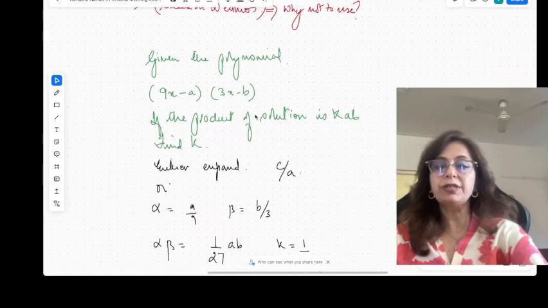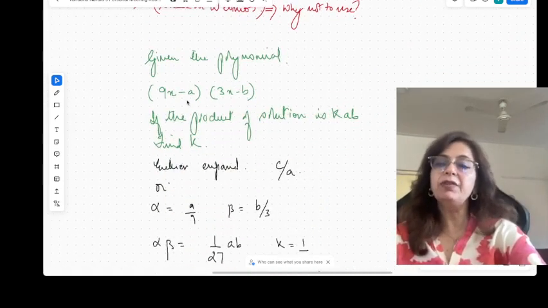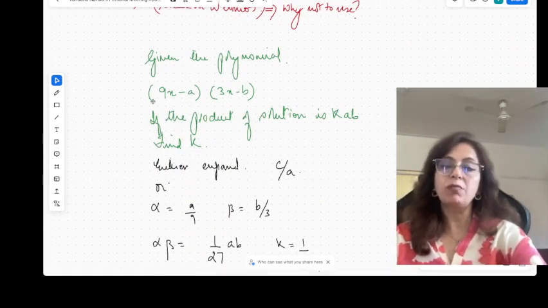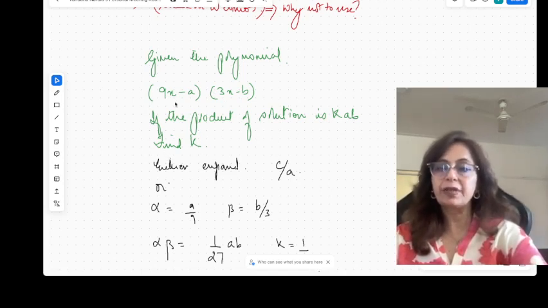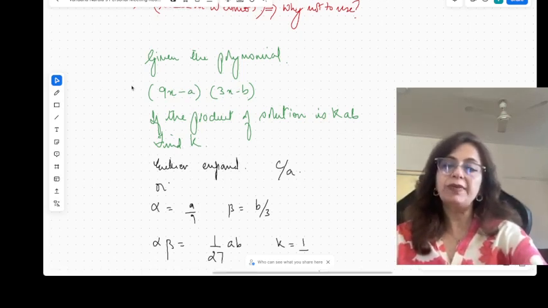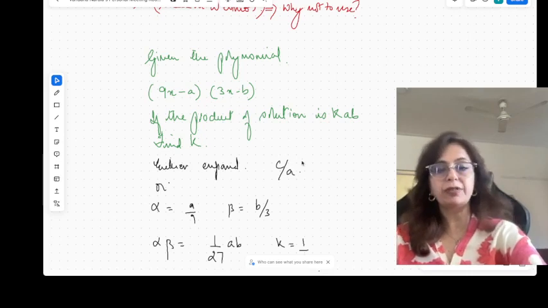Now, another question that we've encountered here is they've given you the polynomial in the form of these unknowns and this expression here. And they say if the product of the solutions is KAB, find K. Look at the number of unknowns, A, B, K. There's one method that you can use wherein you expand this and convert it into standard form. And then you use the formula, which is C upon A, for the product of solutions.